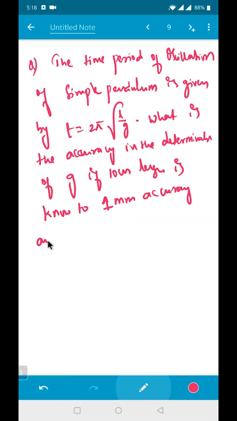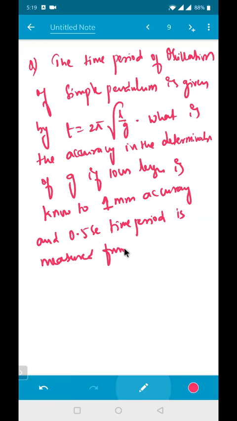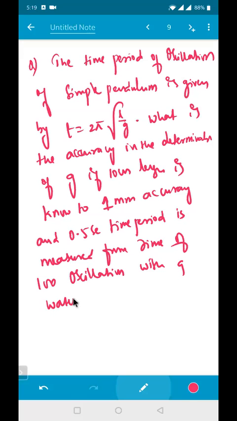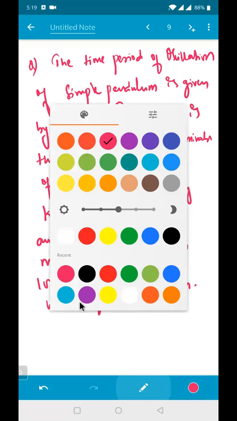Accuracy, and a 0.5 second time period. 0.5 second time period is measured from the time of 100 oscillations with a watch of 1 second resolution. So try to do this one.